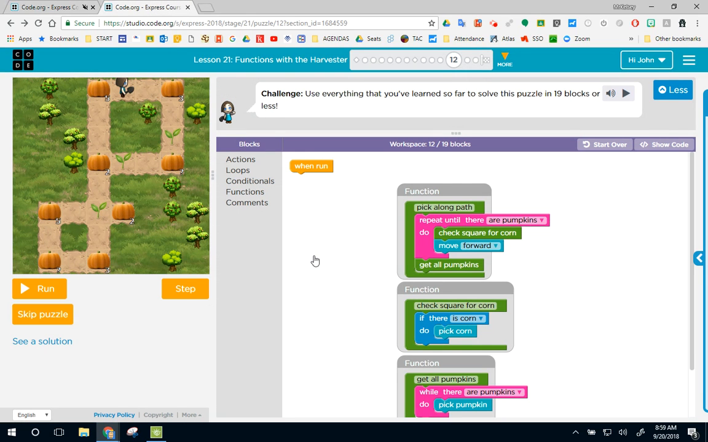So if I switch over to now lesson 21, where you start getting a little bit more complicated, you're starting to try and figure out sort of a function mixed with conditionals. So I've got my conditionals in here, my checking for corn or the if statements, all of these previously learned on previous lessons. All right, so I'm looking at this one, number 12. I believe this was a challenge.